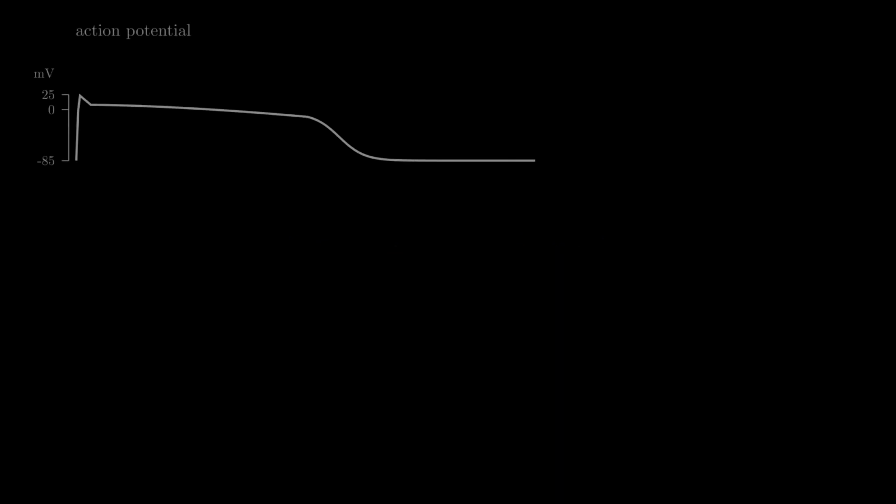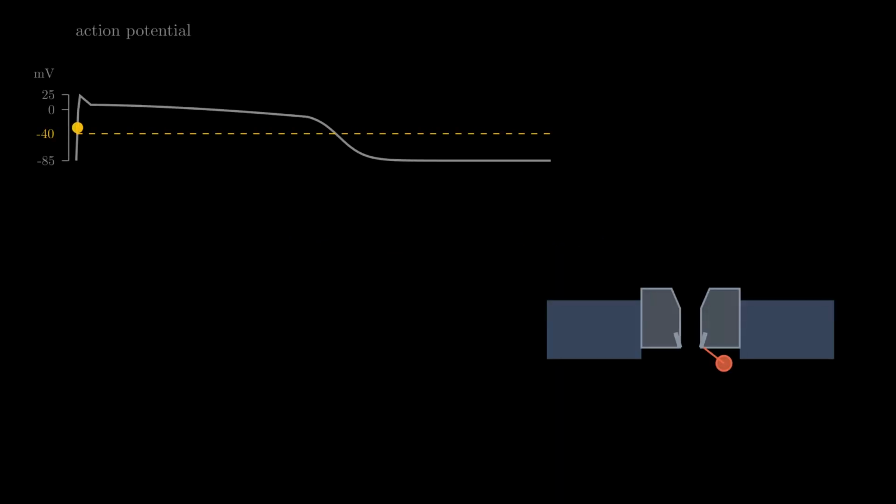The L-type calcium channel is voltage gated, but it opens late, around minus 40 millivolts. It opens and inactivates slowly, so it stays open for hundreds of milliseconds. And that sustained inward current is the plateau.